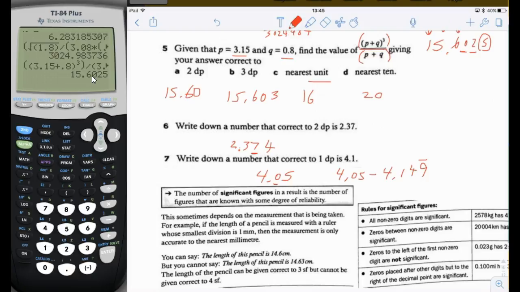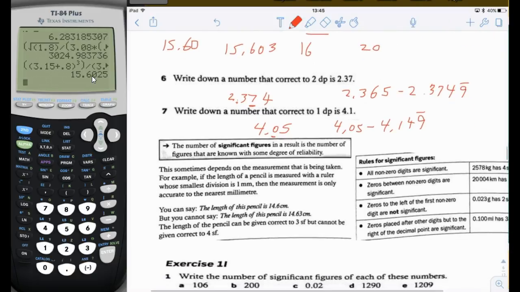And for this one, for example, it's going to be any number between 2.365 to 2.3749 repeating. Any number between those two is fine.